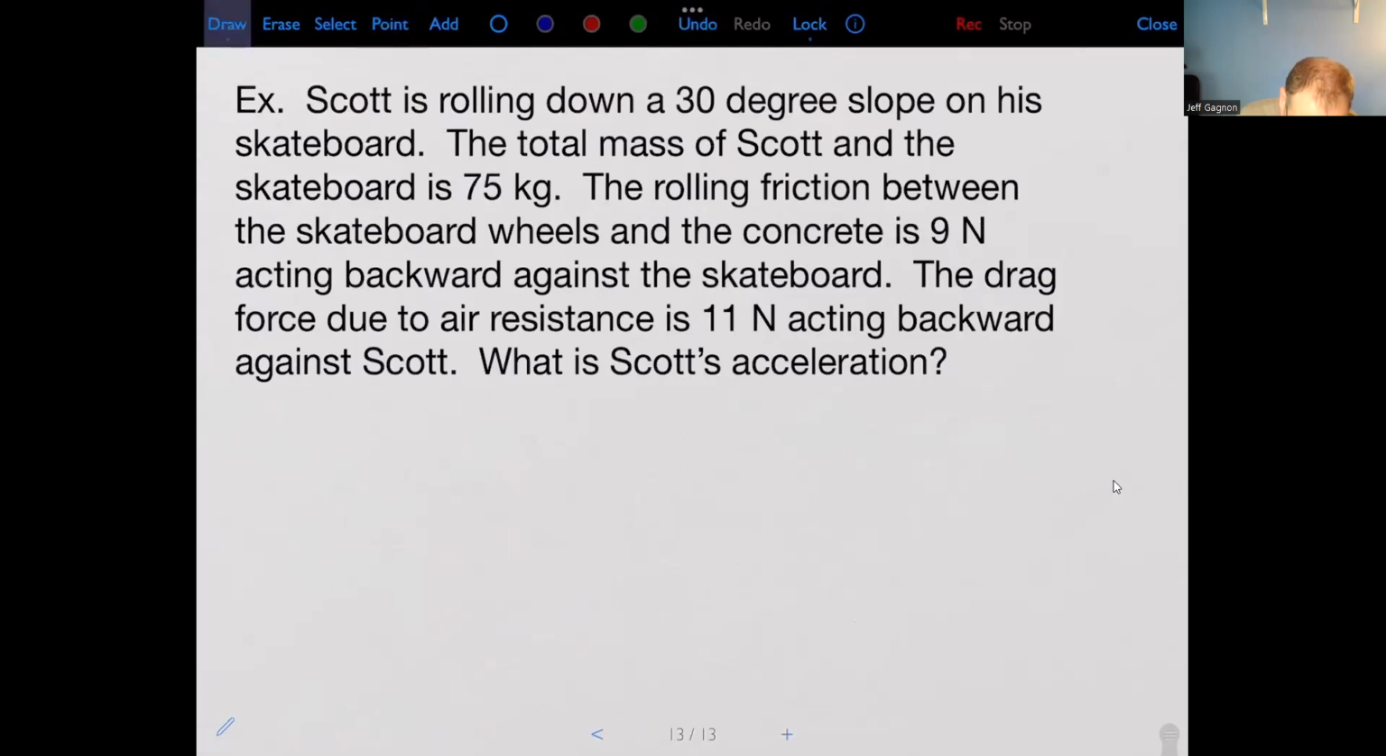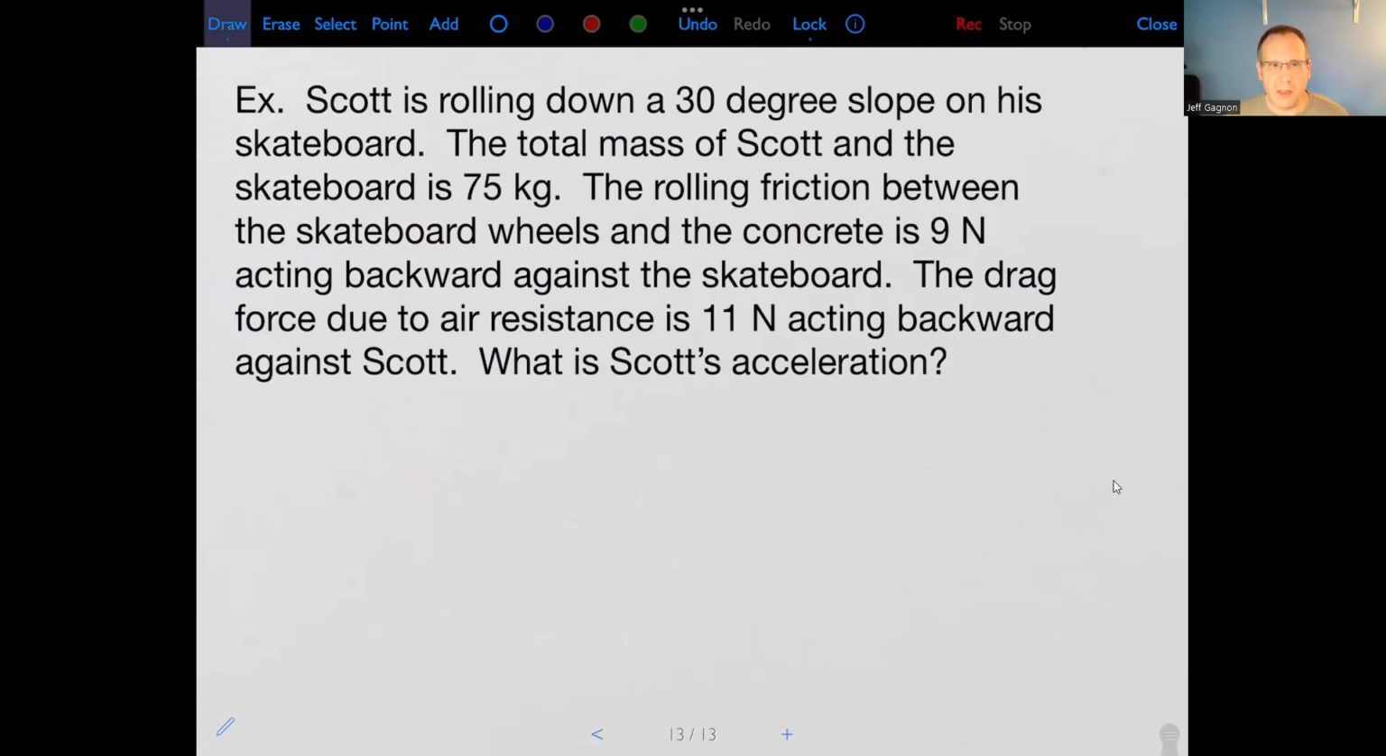In this example, you're told Scott is rolling down a 30-degree slope on his skateboard. The total mass of Scott and the skateboard is 75 kilograms. The rolling friction, which we haven't really learned about yet, we talked about static friction and kinetic friction. You can think of rolling friction as somewhat like kinetic friction. Just accept it as a force that's going to resist motion.